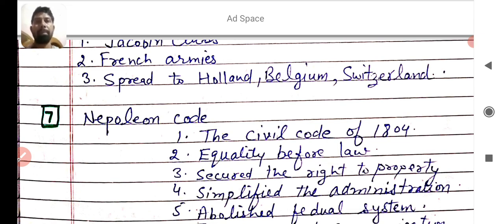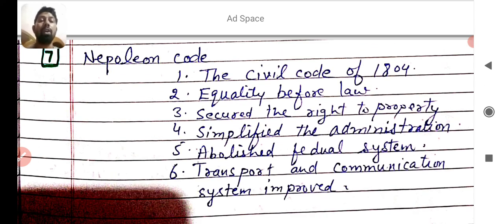What were the major provisions under it? Equality before law. Napoleon made this major point, equality before law. He also secured the right to property. And next, he simplified the administration. And the major point, he abolished the feudal system in the country.